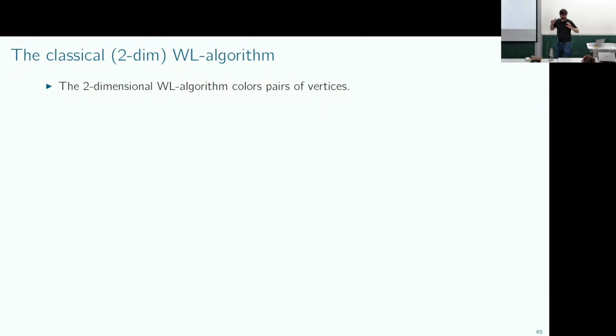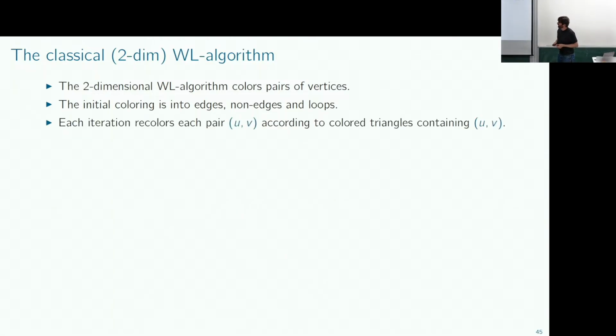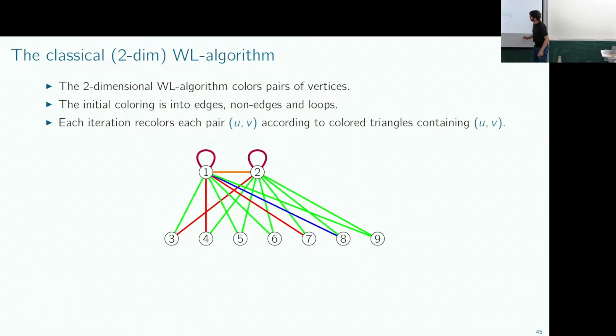Okay. Now it doesn't always work, and there is a 2-dimensional version of doing it. So we colored vertices. Now what we're going to do, we're going to color pairs of vertices, first into edge, non-edge, or a loop. So a vertex pair (v,v) will be a loop. And then in each iteration, we distinguish pairs of vertices according to which triangles they're contained in.